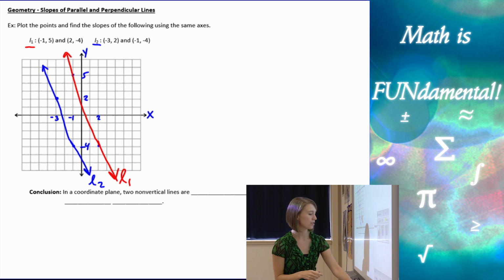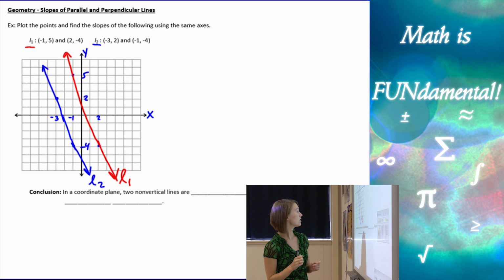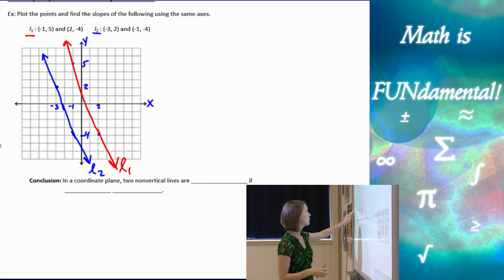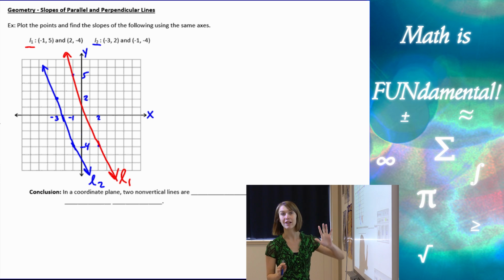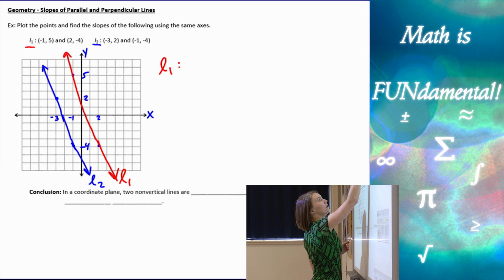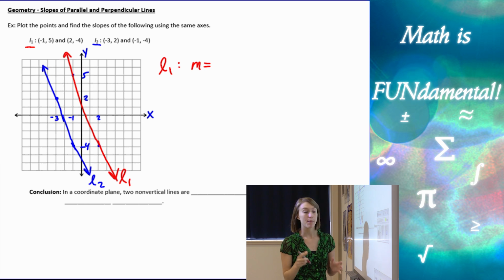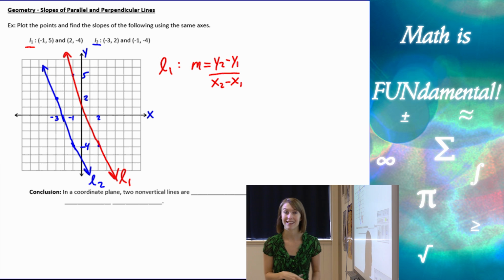If we look at those two lines, I know they're not quite perfect. Let me straighten that out a little bit. If we look at these two lines, we can make a conclusion here, but I'm not done with my example. I'm so sorry. It said plot the points and find the slopes. So let's find the slopes. For L1, our slope m is going to be, remember, y2 minus y1 over x2 minus x1. We learned this in the last lesson.